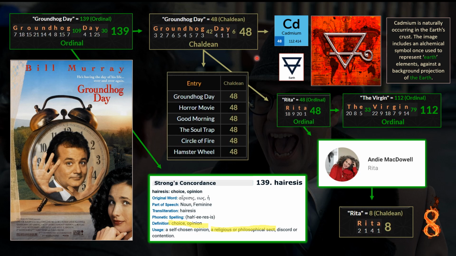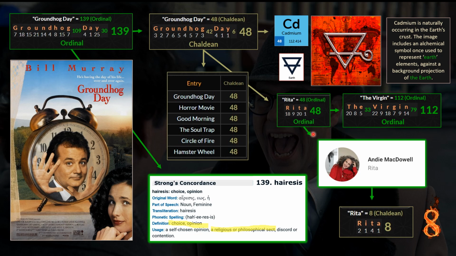Cadmium's atomic weight is 112. 112 is tied to the Virgin, and I did a decode on the number 112 for all you out there that's been following me, and if not, for those newcomers, you can go and read that decode, and you'll see that it's tied to the Virgin.